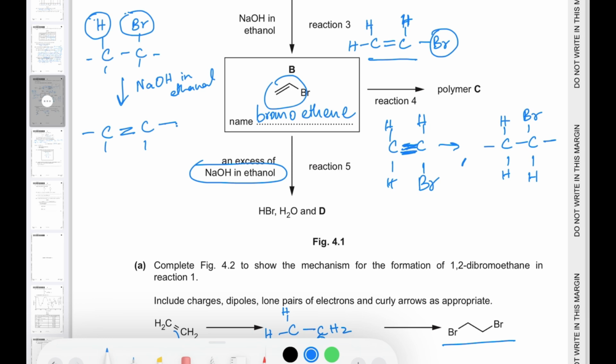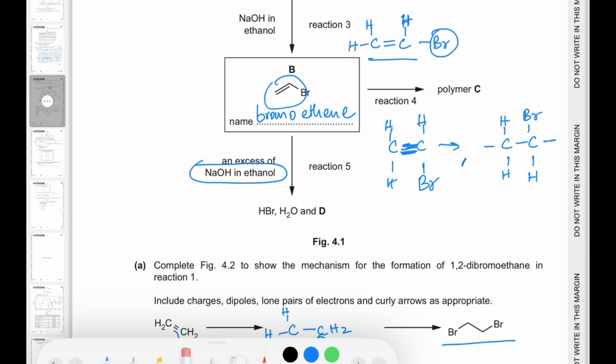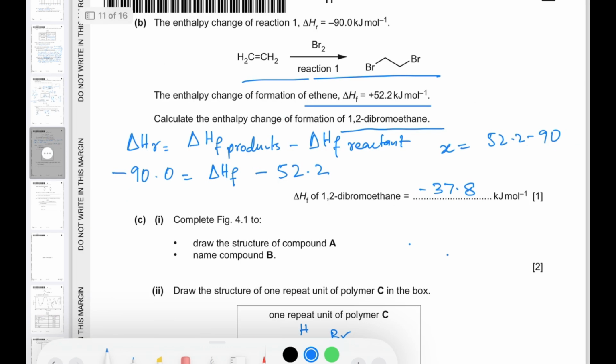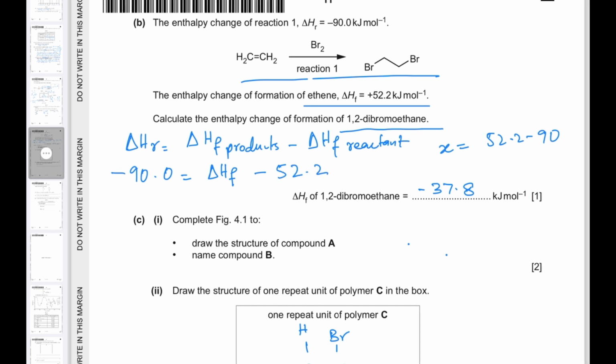Now you already start with a double bond in reaction 5. During this elimination reaction, the bromine and the hydrogen atom on the adjacent carbon atom would be removed, and a new double bond will form between the 2 carbon atoms. So now there is going to be a triple bond between the 2 carbon atoms, and they are only going to be bonded to 2 other hydrogen atoms. So that's C2H2 being the identity of compound D.